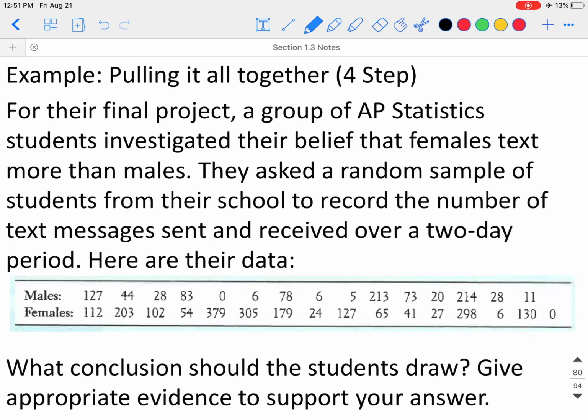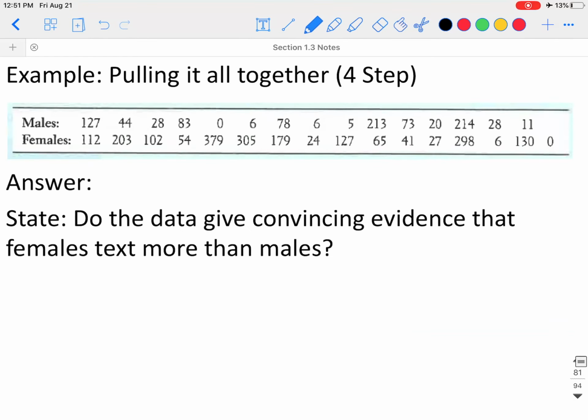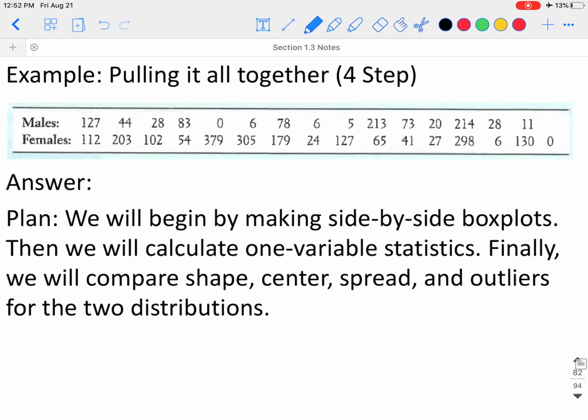This is going to be a 4-step problem. So remember, when we do our 4-step problems, you need to state, plan, do, and then conclude. So your state is always determining what question you are trying to answer. So for our state: do the data give convincing evidence that females text more than males?